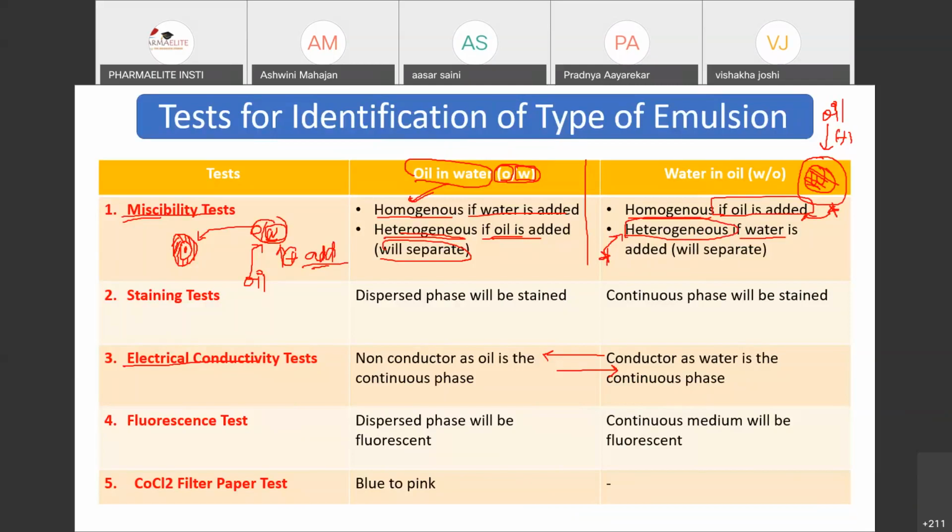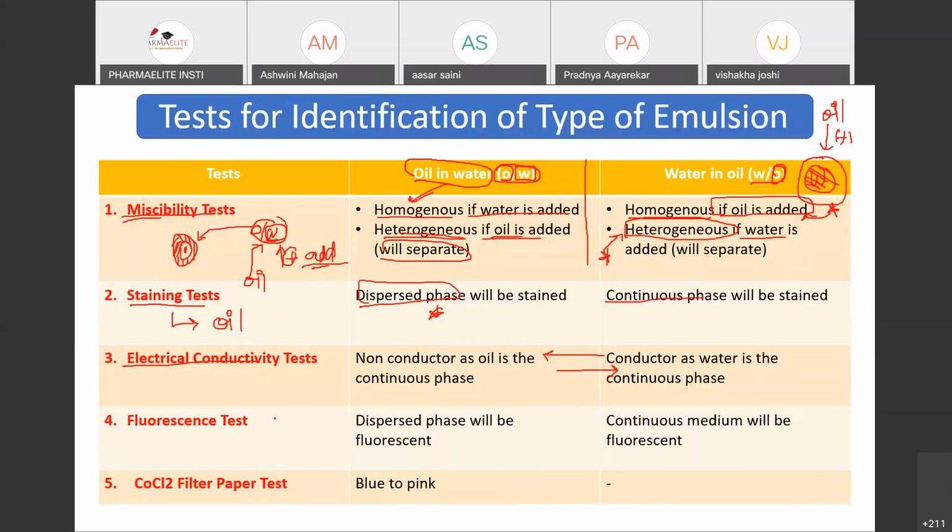Basic test, keep an eye on all of them. Talking about the staining test, the stain is always picked up by your oil phase. In case of your oil in water emulsion, your oil is the dispersed phase, so your dispersed phase will get stained. On the other side, for a water in oil emulsion, oil is the continuous phase, so your continuous phase will be stained.